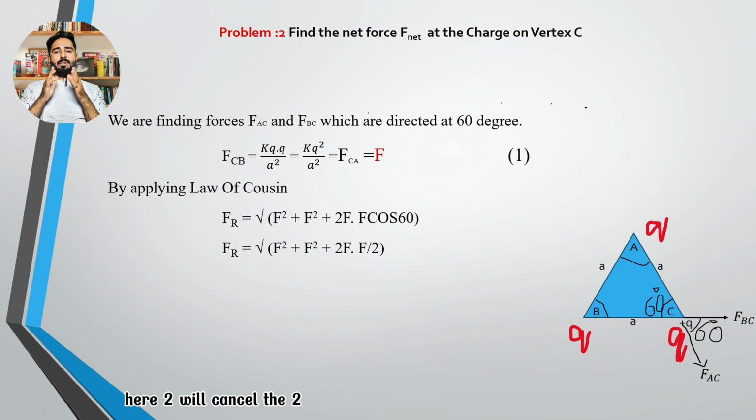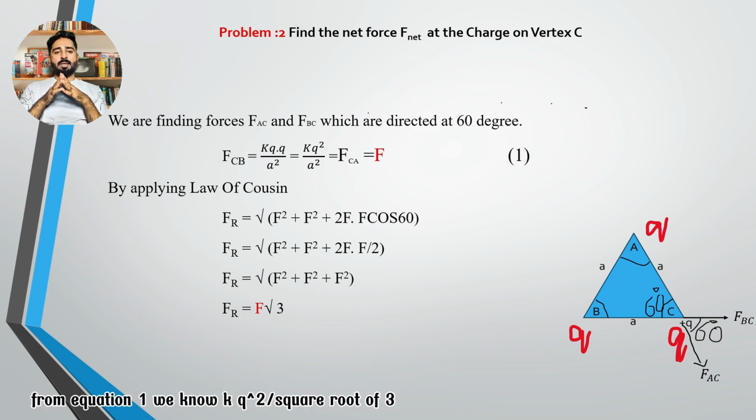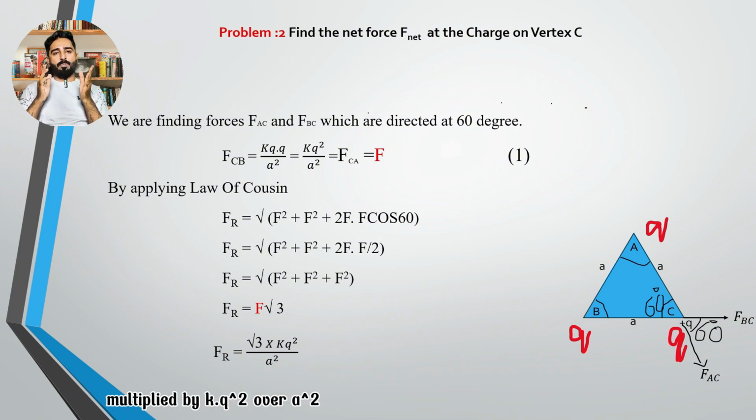Here 2 will cancel the 2, and our relation will become Fr is equal to square root of F square plus F square plus F square, and then our relation will become F multiplied by square root of 3. And the value of F from equation A, we know is KQ square over A square. Then our relation for the resultant force will become Fr is equal to square root of 3 multiplied by KQ square over A square, which is the net force at vertex C.